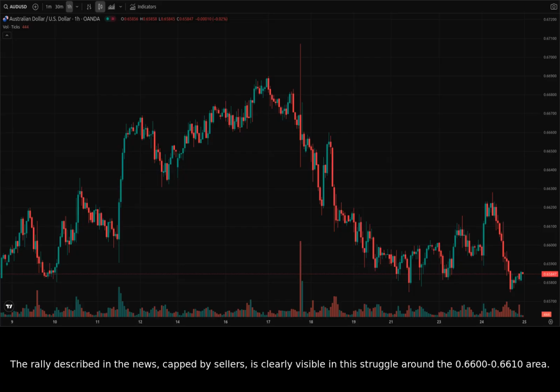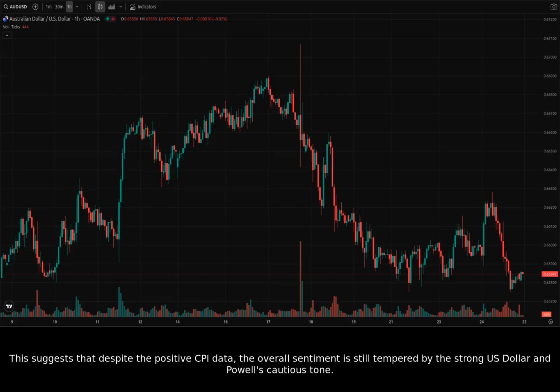The rally described in the news, capped by sellers, is clearly visible in this struggle around the 0.6600 to 0.6610 area. This suggests that despite the positive CPI data, the overall sentiment is still tempered by the strong US dollar and Powell's cautious tone.